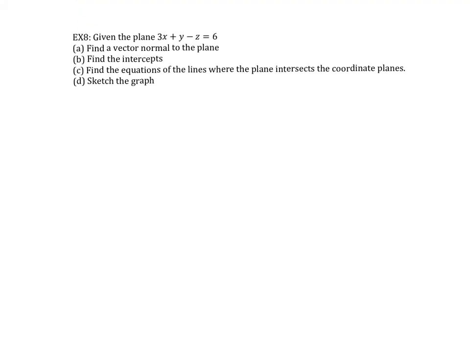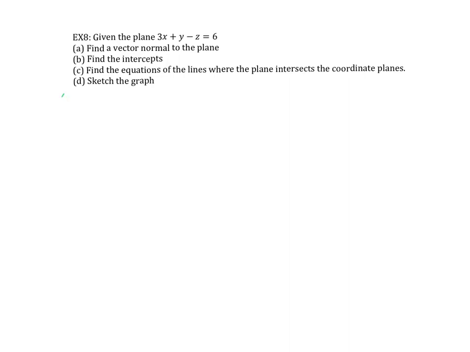And let's look at another example, example 8. Let's say that we have a plane, 3x plus y minus z equal to 6. And we're going to go ahead and answer parts A through D. Part A says, find a vector that's normal to this plane. Part B, find the intercepts. Part C, find the equations of lines where the plane intersects the coordinate planes. And part D, sketch the graph.